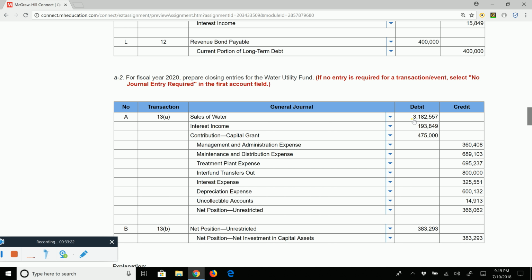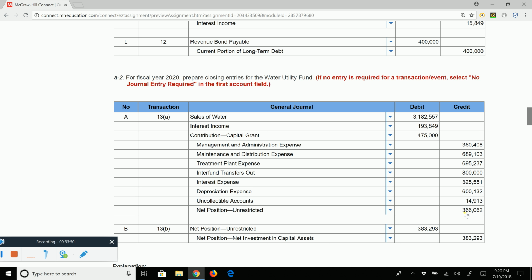All right, so now the closing entries. We'll close our revenue accounts, and we have 3 of them: water sales, interest income, and the grant contribution. Close them out with debits. And we will close all of our expenses with credits. The difference, whatever is needed, is going to get closed out to unrestricted net position. And so there it is. We have a net income of $366,000, which we will close out.